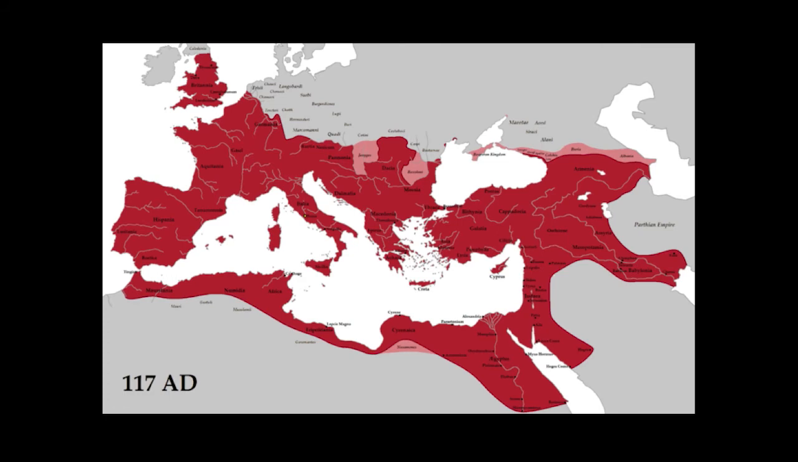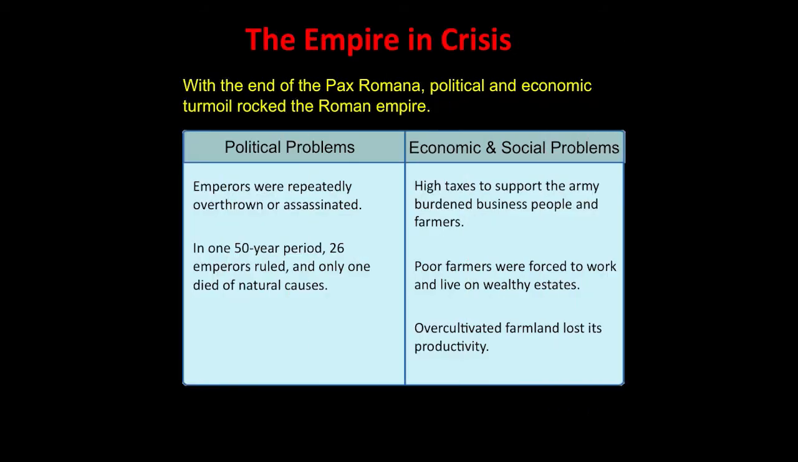Now, in 117 AD, the Roman Empire stretched from Spain throughout the Mediterranean, through northern Africa, past Judea, and into what was at one time Mesopotamia. This is the largest Rome ever got. Now, the Roman period of time of expansion was known as the Pax Romana. The Pax Romana means Roman peace.